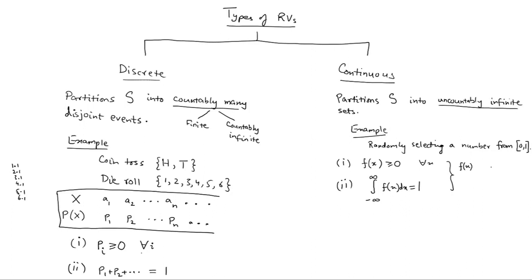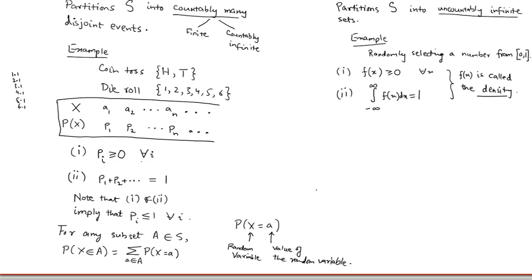Look, we're going to cover continuous random variables in detail later. I'm just doing this for completeness. This function f of x is called, once again, the density function. Okay, and you should note the difference.